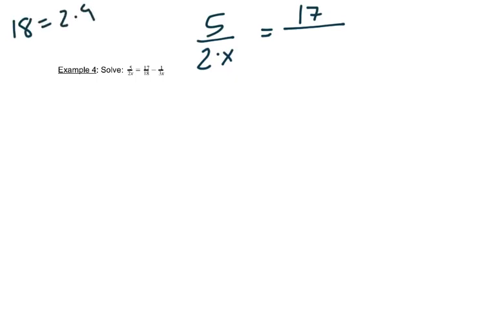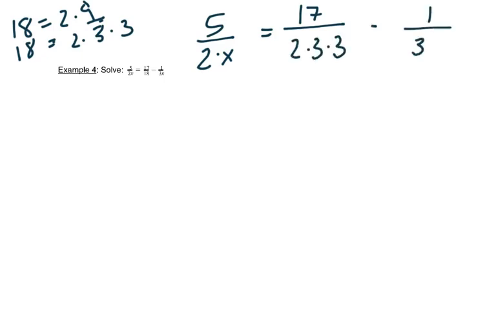So here's another problem that works the same, has the same idea. I'm going to rewrite it, but as I rewrite it, I'm going to break apart that denominator. So let's think about 18 for a second. That's 2 times 9, or that 9 can be broken down further as 2 times 3 times 3.